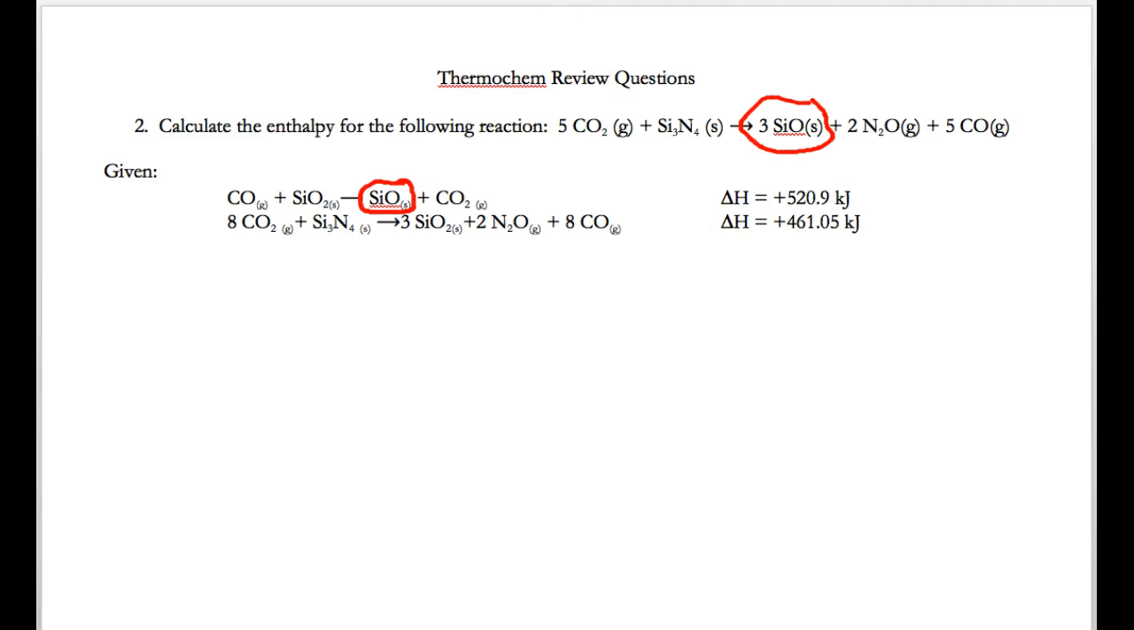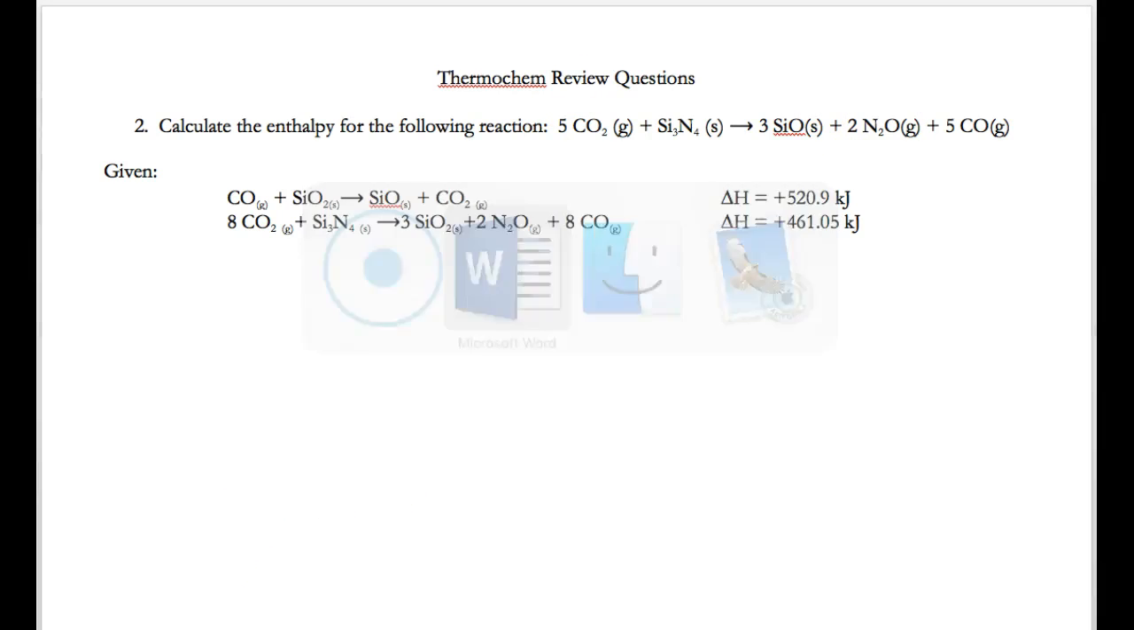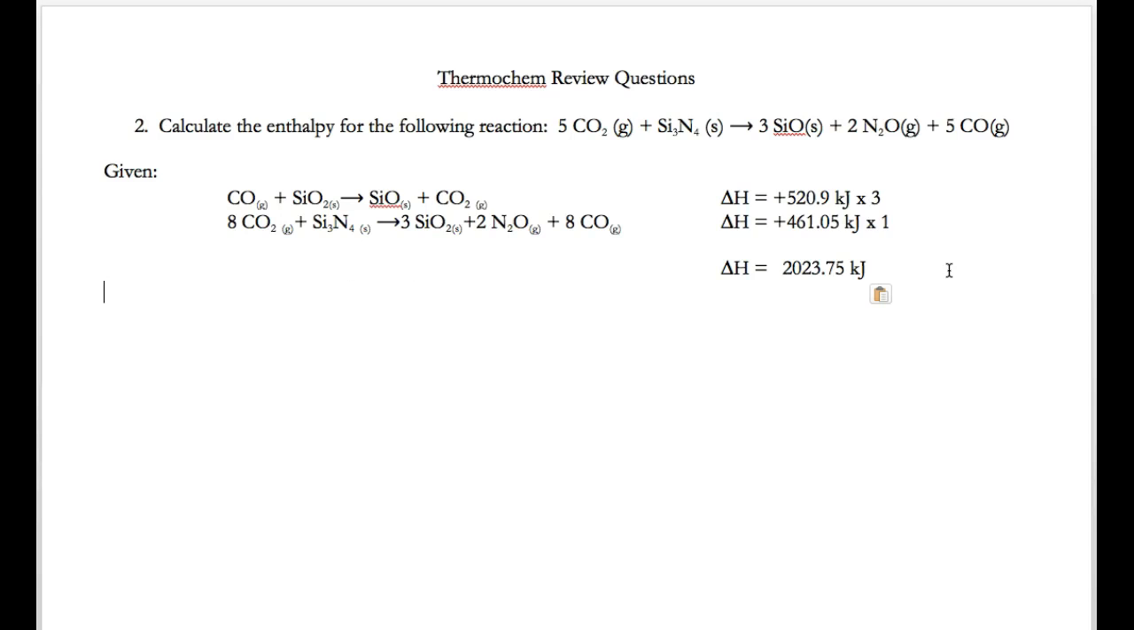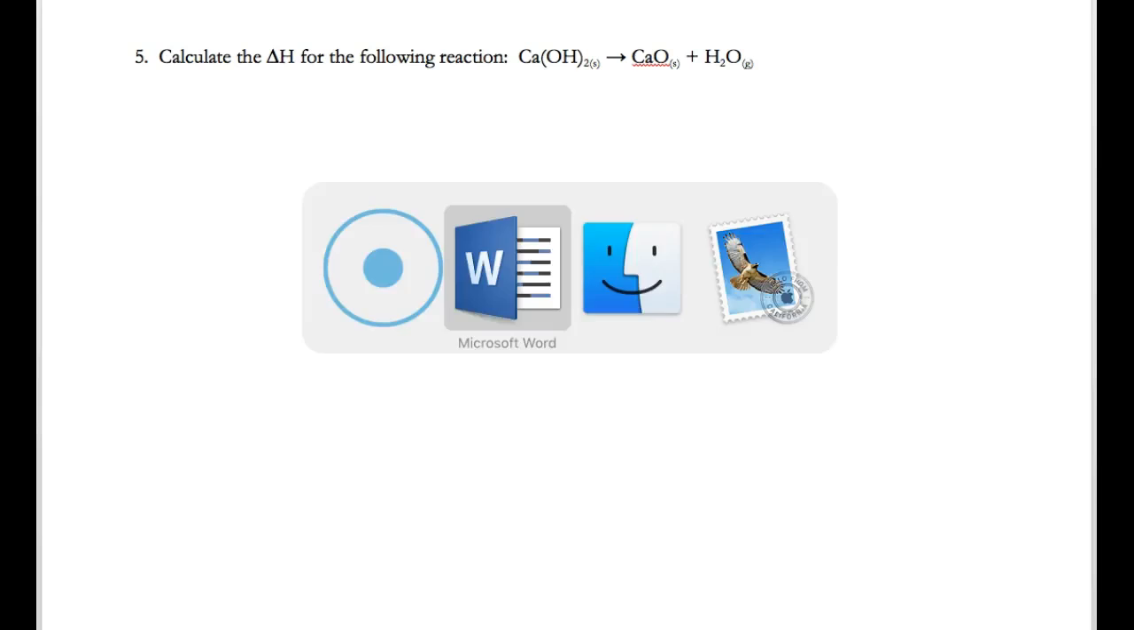And then the second observation would be that the 2N2O appears on the product side, and 2N2O also appears on the product side. So that just means that everything is okay with the second reaction. So translation to that is that we're going to multiply the top reaction by 3, and that we're going to keep the second reaction as is, or we can indicate multiply by 1. And that just means that when we add up those delta H's, they will add up to 2023.75.